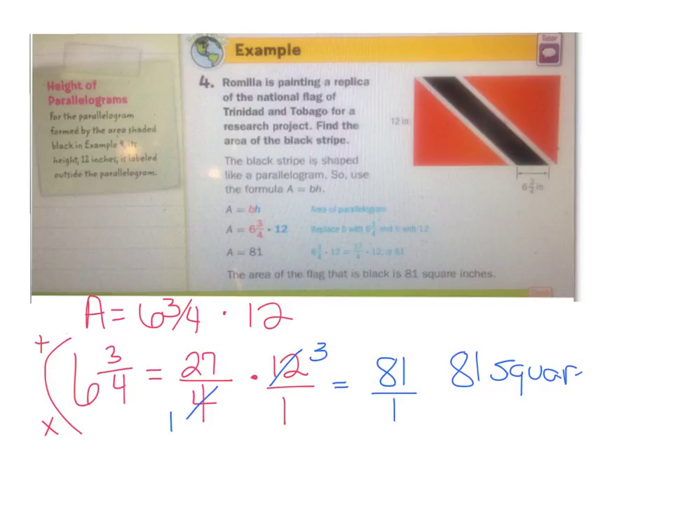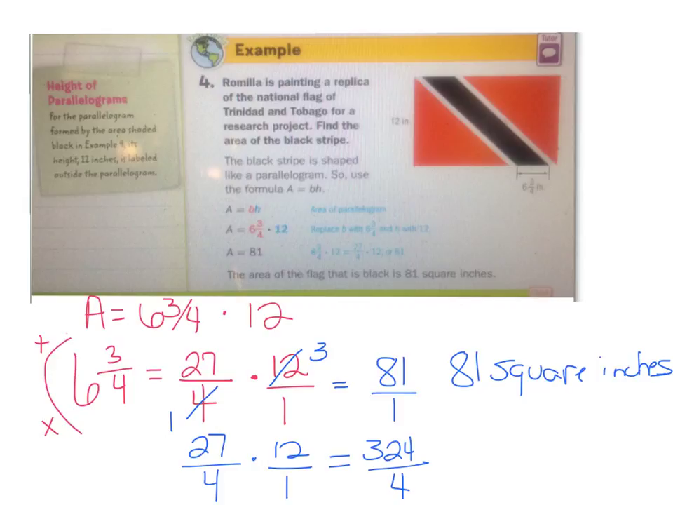Okay? If you're uncomfortable with the cross simplifying that I did right here, you will learn this in Unit 3 in math. You could also do that without cross simplifying, and it would simply look like this. You multiply straight across. 4 times 1 is 4. 27 times 12. Let me get my calculator out to do that. 27 times 12 equals 324.